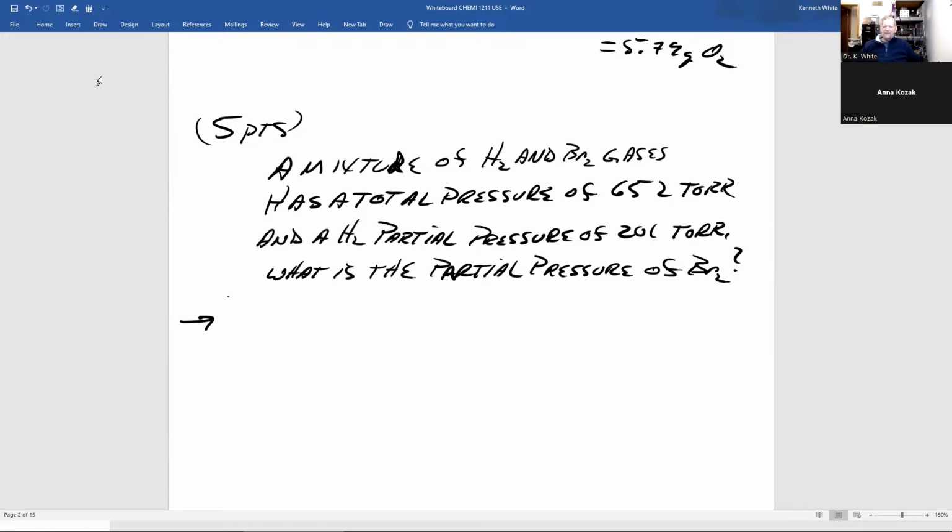All right. Everybody's done with the first part, so it's my turn. And the question is, what are you being asked to find? The partial pressure of bromine gas, which we write like this. And what are you given? The total pressure of this mixture. And then you're given the hydrogen partial pressure right here.